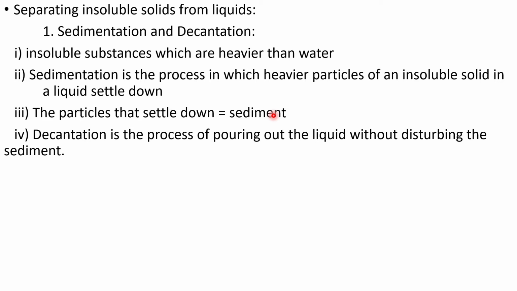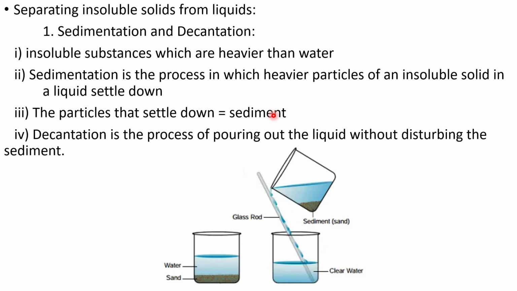Now there is another process which is known as decantation. Decantation is the process of pouring out the liquid without disturbing the sediment. We look into a few images here to understand the process of sedimentation and decantation. As you can observe, there is a mixture of sand and water. If you want to separate sand from water, you would allow the mixture to stand for a while.